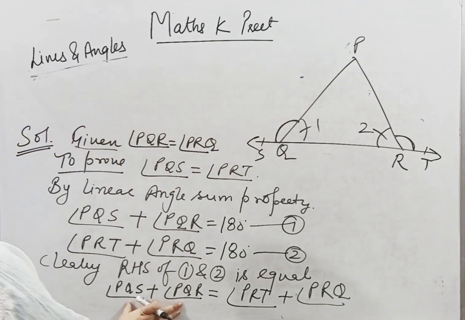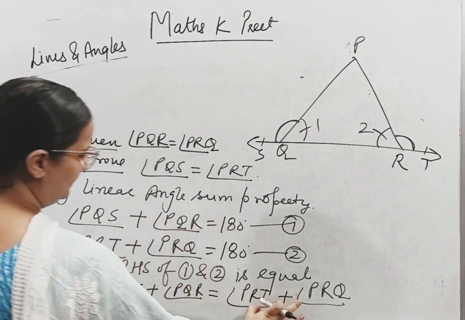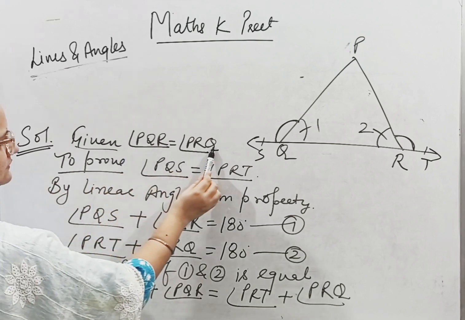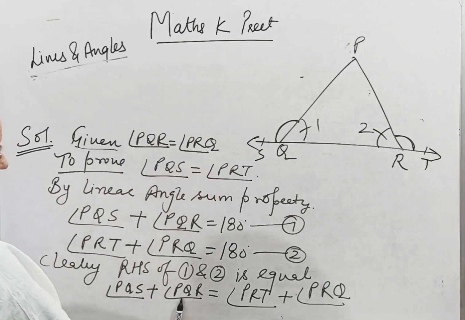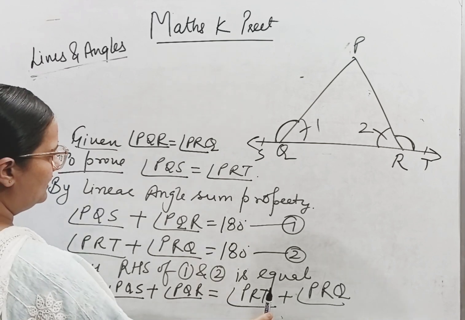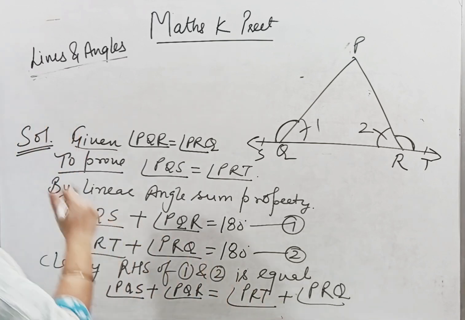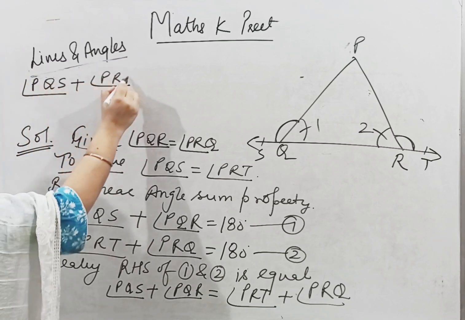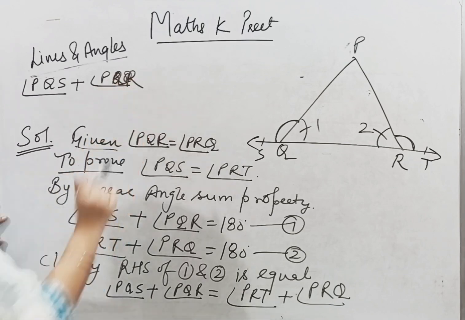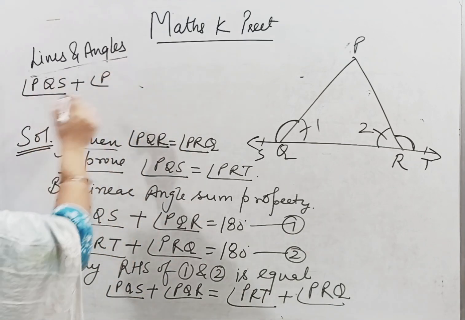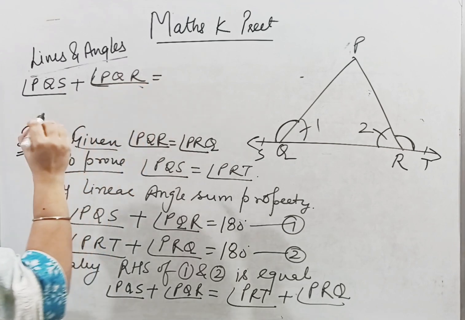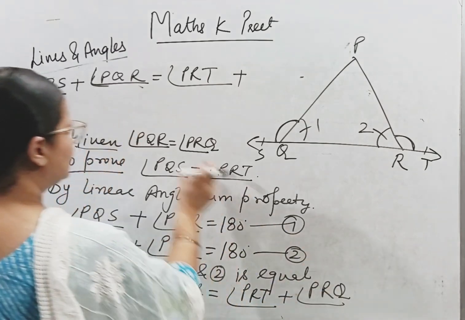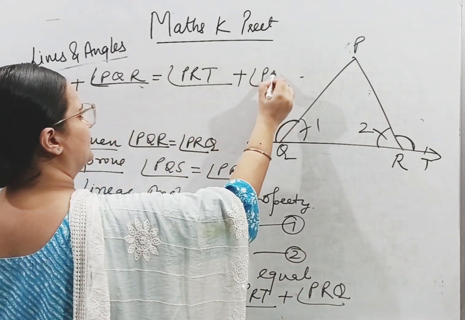So the left hand sides of this equation and this equation we can equate because the right hand sides are equal. But what was given to us is that angle PQR is equal to PRQ. So I can write again angle PQS plus PQR is equal to PRT plus. Can I write this PRQ as PQR? Yes, because it is given to us.